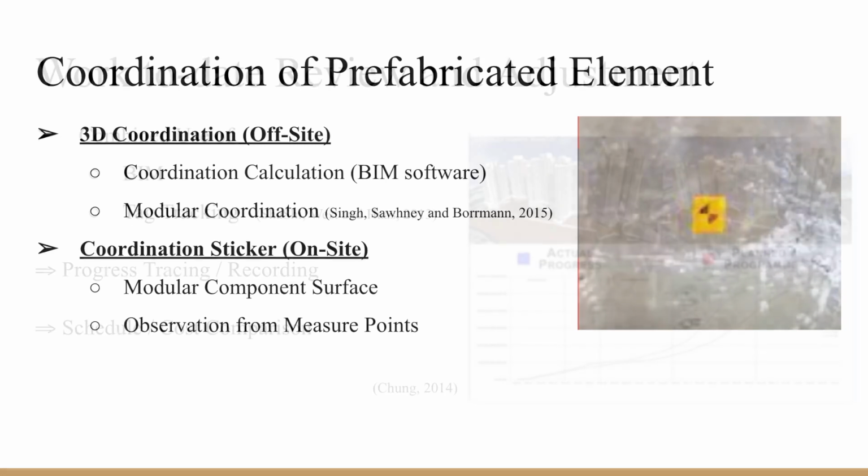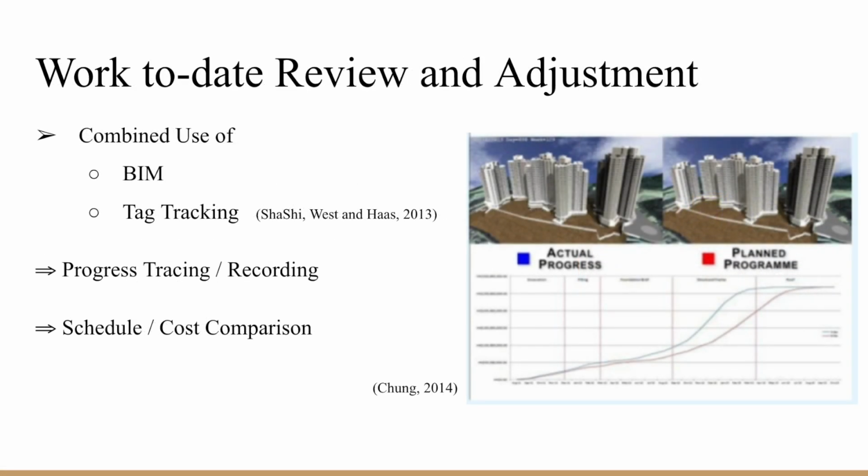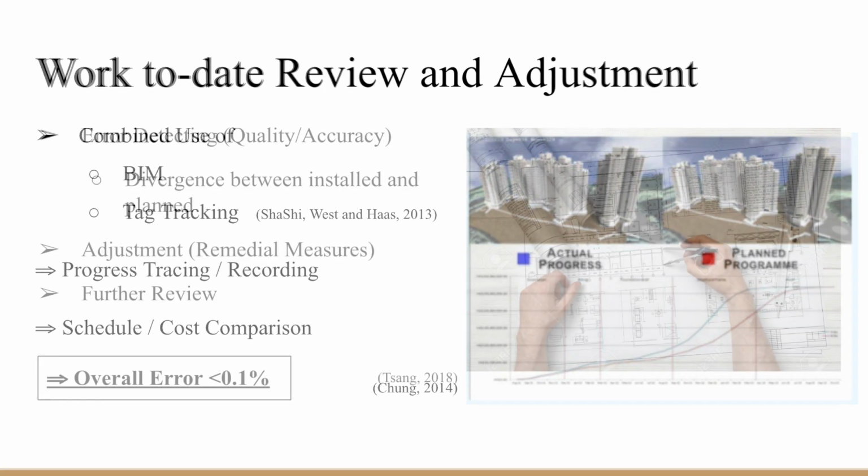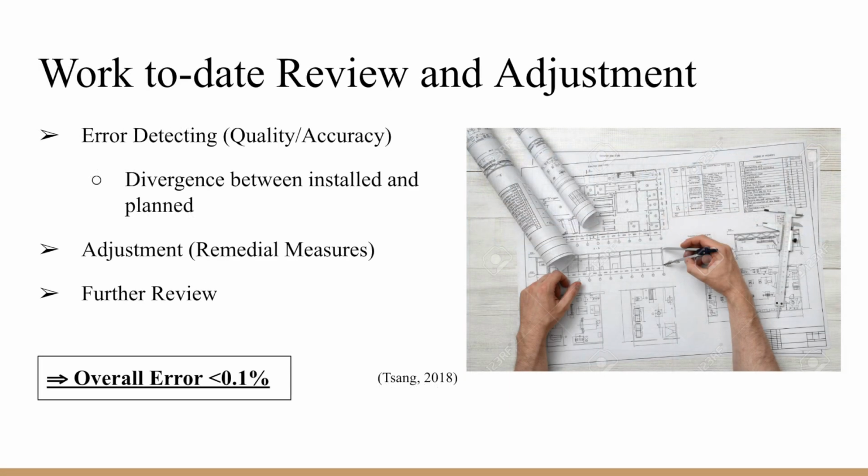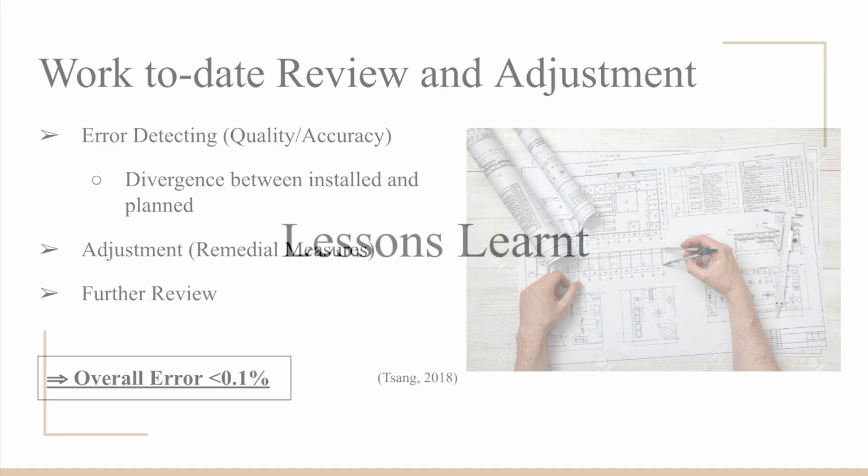Therefore, BIM was also applied for calculating a 3D coordinate of the modular that is used to locate the modular by observation on a coordination sticker. BIM and component head tracking was used for recording the construction process to carry out comparison of planned and actual schedule and cost later on. Returned records are also used for checking on-site installation accuracy. Remedial adjustment and further review were performed repeatedly. Hence, the overall error is less than 0.1% for the construction.